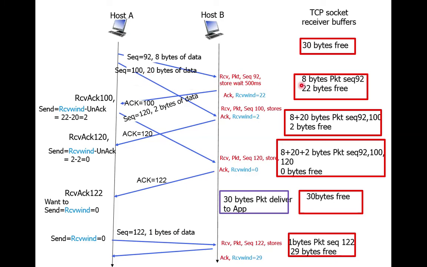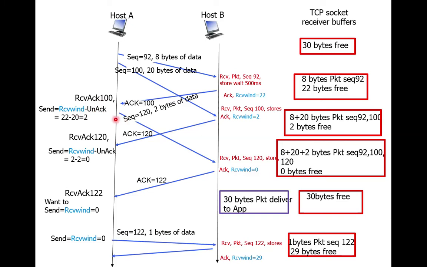bytes will be occupied. Okay, if the receive window is 22 and the sender sends 22 bytes without subtracting the unacknowledged bytes from the receive window, and these 20 bytes also arrive, then 20 plus 22 is 42. So 42 bytes arrive, and there is free space of only 22 bytes. So the 22 bytes will be accommodated and 20 bytes will be lost. That's why these unacknowledged bytes are subtracted from the receive window.